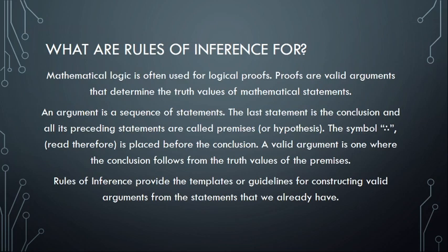An argument is a sequence of statements where the last statement is the conclusion, and all its preceding statements are called premises or hypotheses. This symbol is called therefore, or read as therefore. It is placed before the conclusion, so the therefore serves as the conclusion of the argument. A valid argument is one where the conclusion follows from the truth values of the premises.